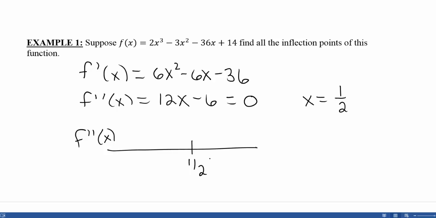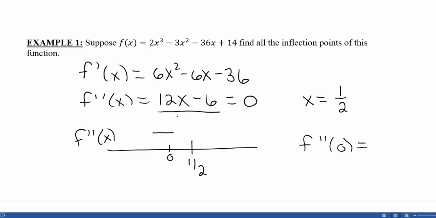Those are the two places where I could have different signs, so to the left of half and to the right of half. I want to pick something a little to the left of half to test here, so I'm going to pick 0. If I plug a 0 into the second derivative to get the sign, I'm going to get -6.